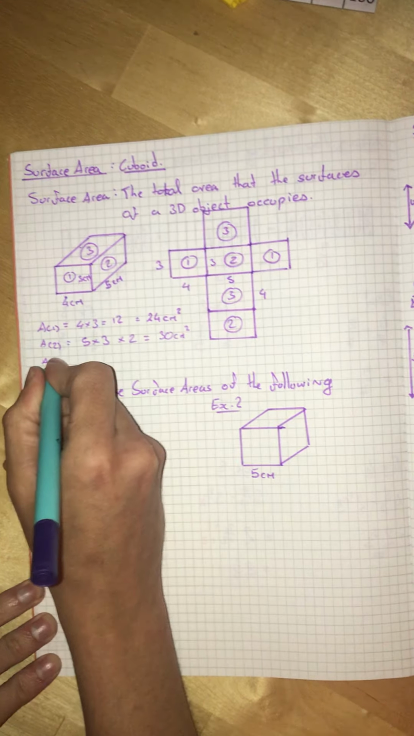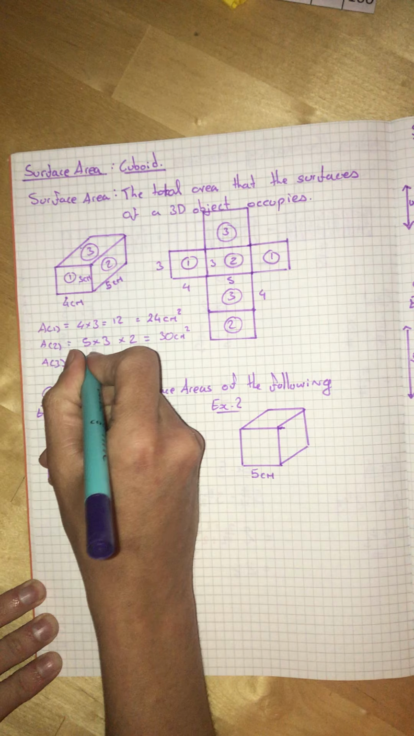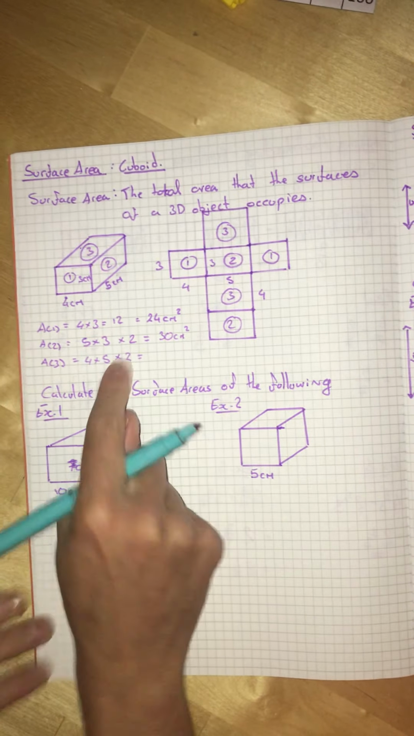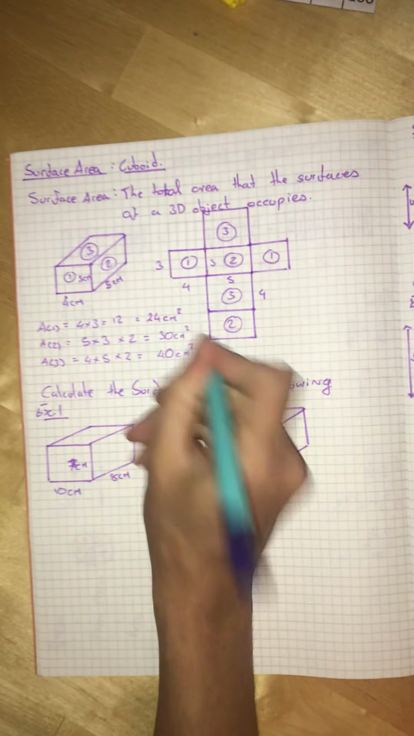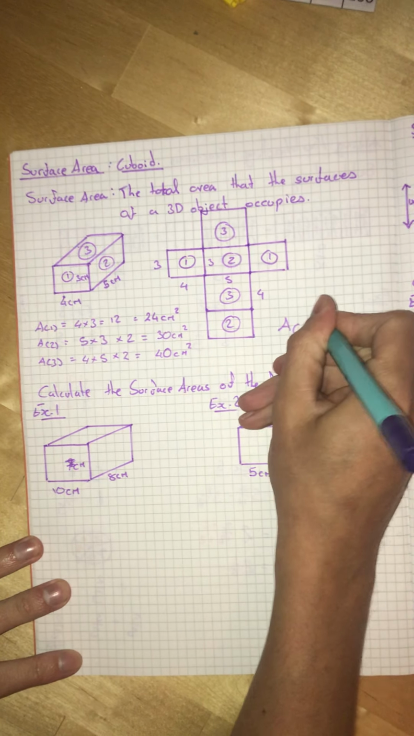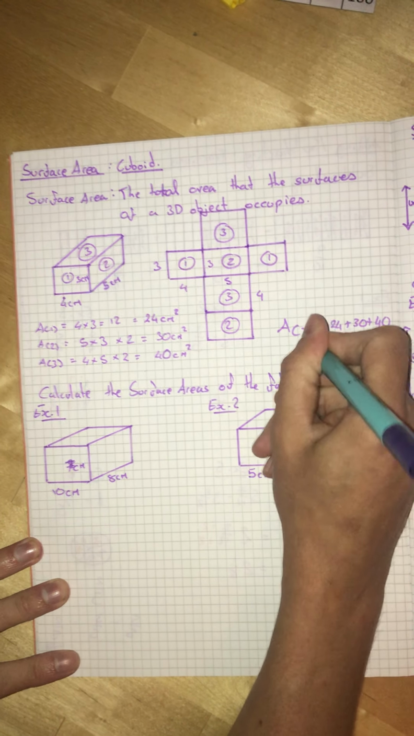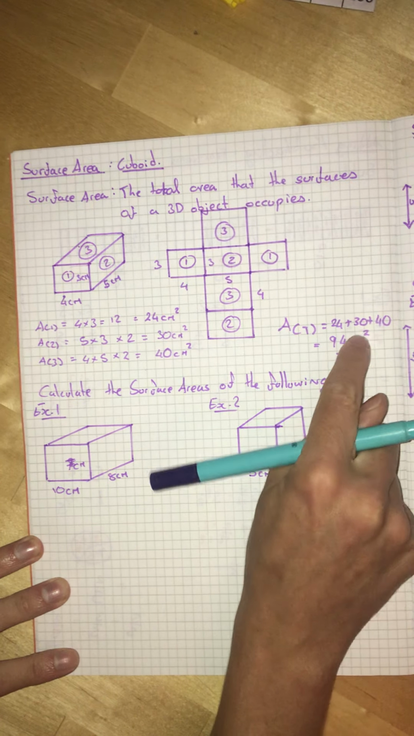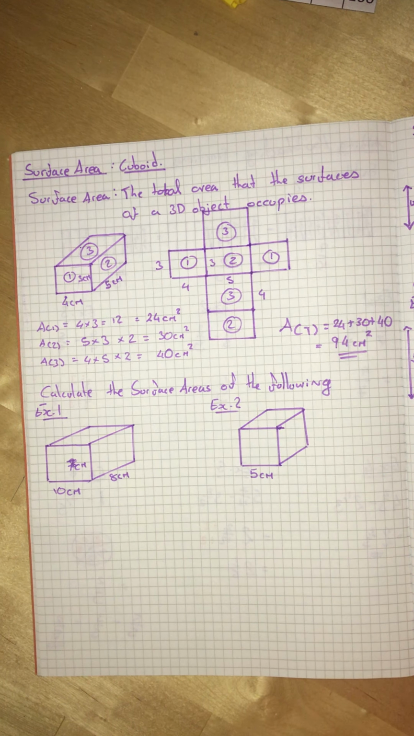And then area of panel 3 is going to be 4 and 5. But remember that there's the top and the bottom, so we times it by 2. 4 times 5 is 20, times 2 is 40. So the total area will be 24 plus 30 plus 40, which is 94 centimeters squared. And remember, it's squared, not cubed, because even though we're dealing with a 3D object, it's the surface area, not the volume we're actually talking about this time.